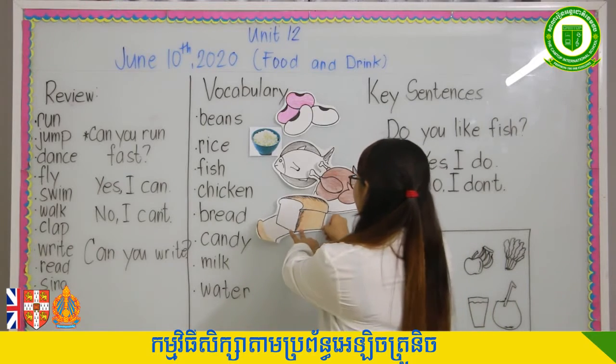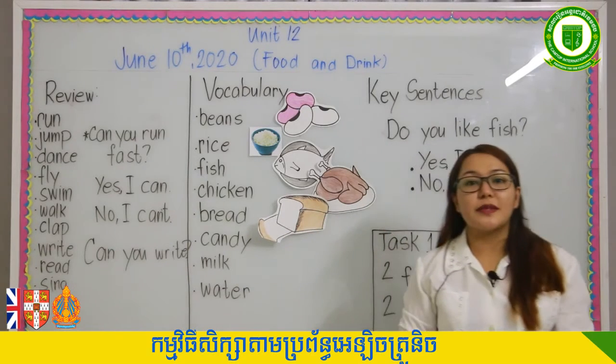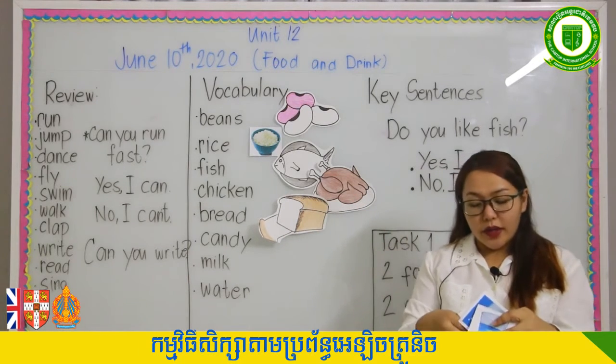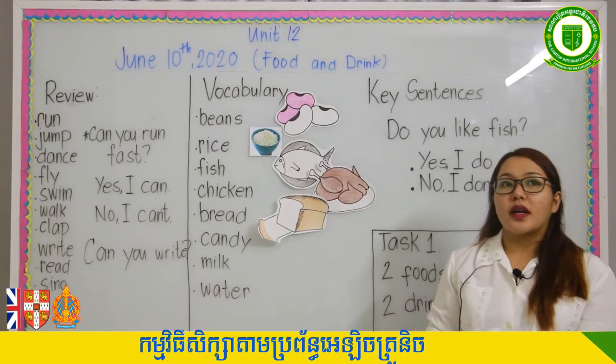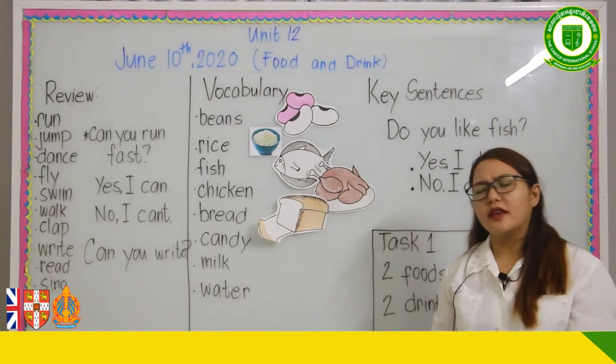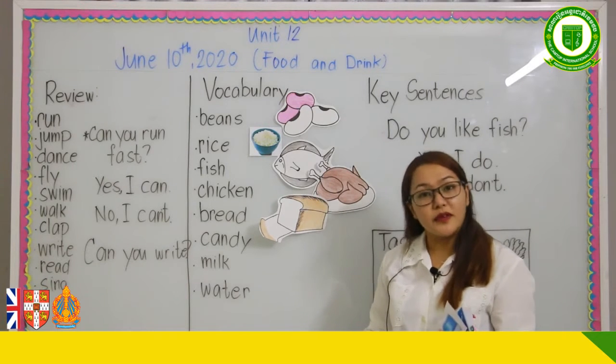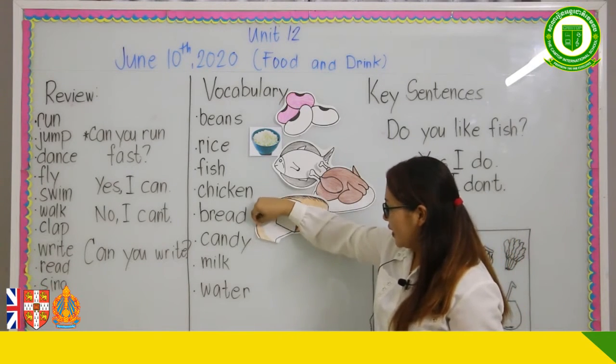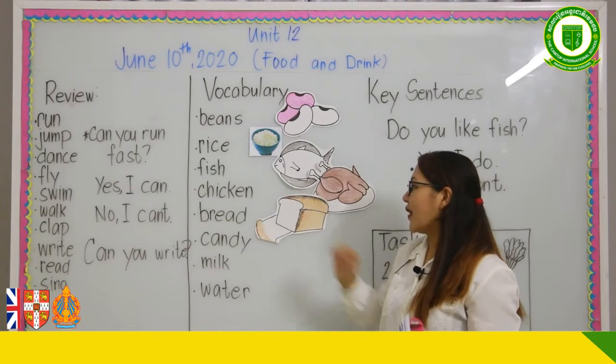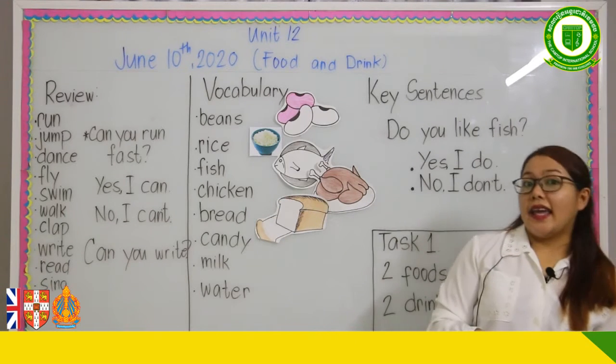So we have your bread. This is very common, especially in the morning when you drink coffee, or in the evening as well, when your mom or your dad is having a cup of tea or a cup of coffee. This is a very common partner for drinks. Okay, next we have candy.